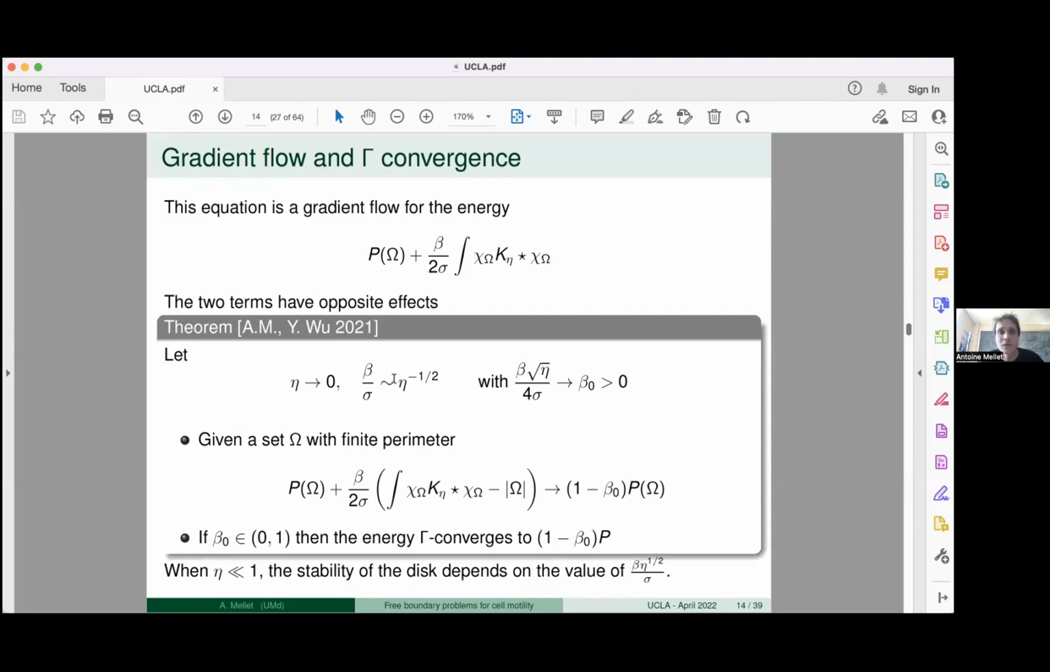So if this guy is of the order of eta to the -1/2, and this ratio now converges to some finite number beta, then for a given perimeter, this functional converges to 1 minus beta 0 times the perimeter. So, right, the 1 comes up to the perimeter, but the point is that this other term, and I'm adding this constant, the limit is finite, right? But we're always working with things that have fixed volume, so adding the volume of omega doesn't make a big difference here. The key is that this thing converges to minus beta 0 times the perimeter.